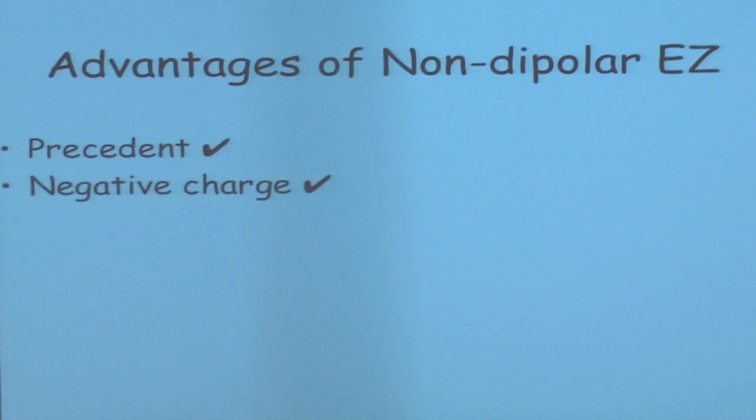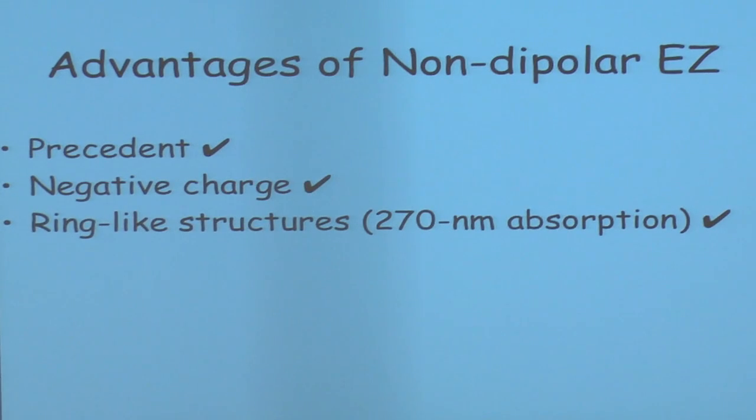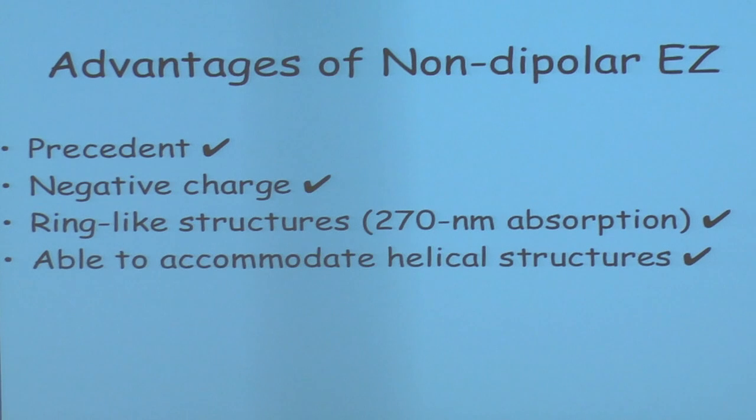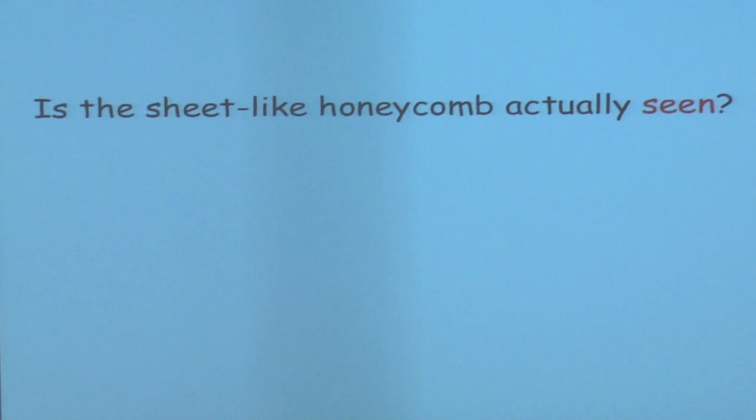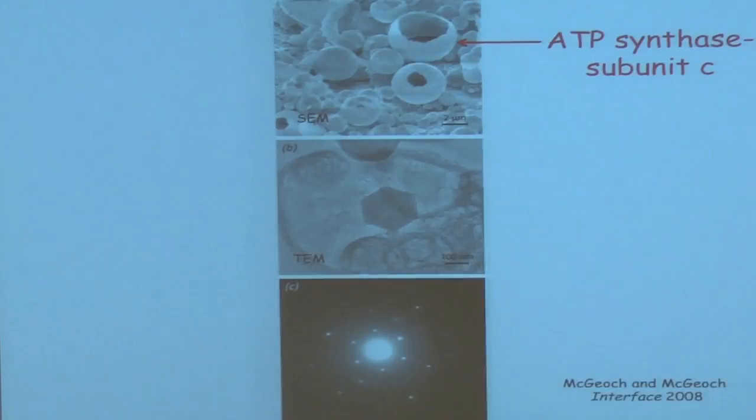See, the advantages of this non-dipolar exclusion zone: it has precedent, it has negative charge, which we need. The ring-like structures account for the 270 nanometer absorption. It's able to accommodate helical structures. So I think it has many advantages, and you might say, well, yeah, but is it ever seen? And the answer is yes, it's seen. There are many papers that show hexagonal type of structures interfacing with various solids, but most of them deal only with 1 or 2 molecular layers. But this is the exception that I'm going to show you.